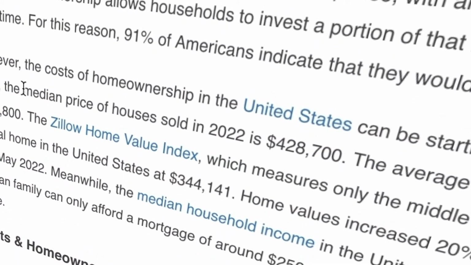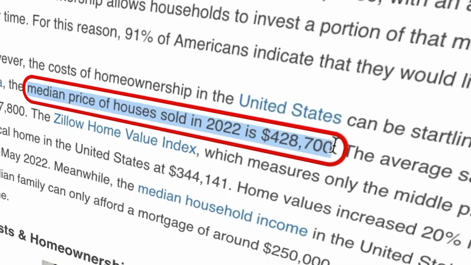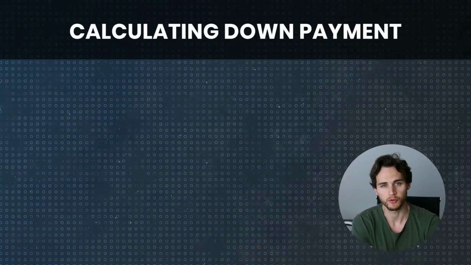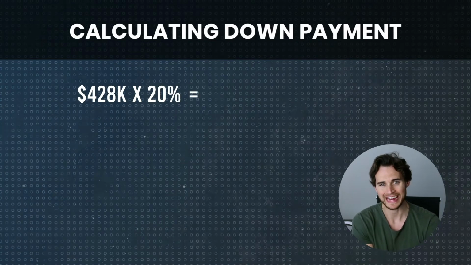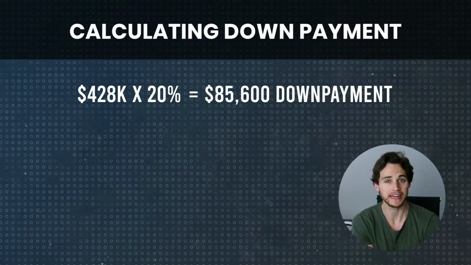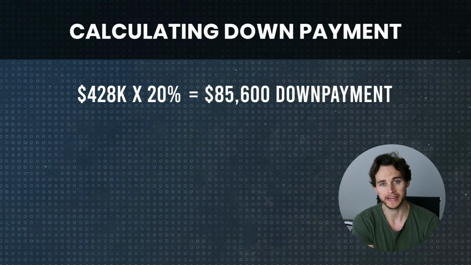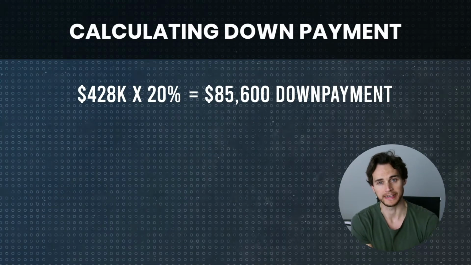According to the Federal Reserve economic data, the median price of a home sold in 2022 was about $428,000. So if we were to take that $428,000 and calculate 20% of that, that would leave us with an $86,000 down payment needed in order to buy your median home for a rental property in the United States.